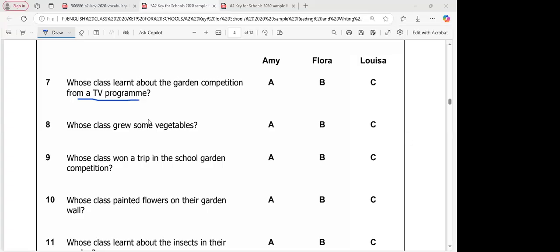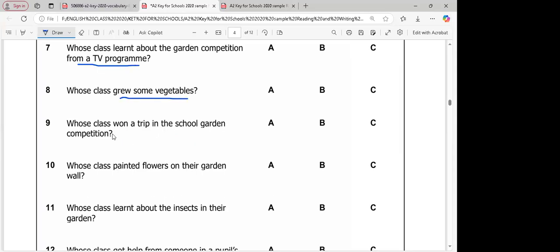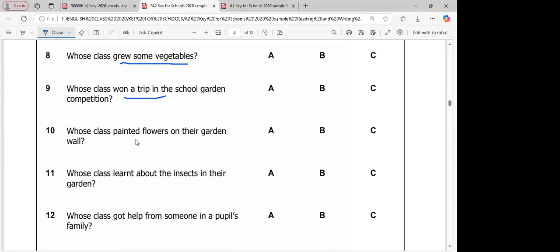Next, whose class grew some vegetables? Emmy or Flora, Luisa, one of them has mentioned growing some vegetables. Okay, whose class won a trip in the school garden competition? Somebody won a trip because of the garden competition. Okay, whose class painted flowers on their garden wall? Someone has painted flowers on the garden wall.